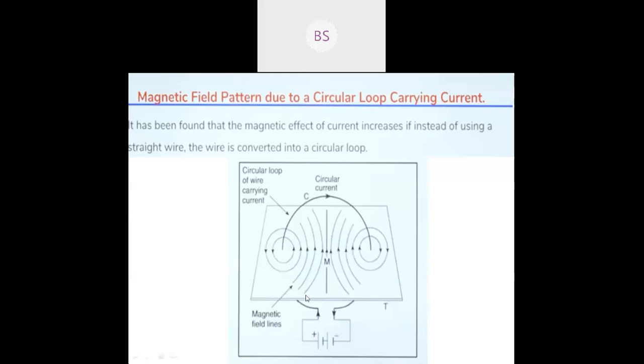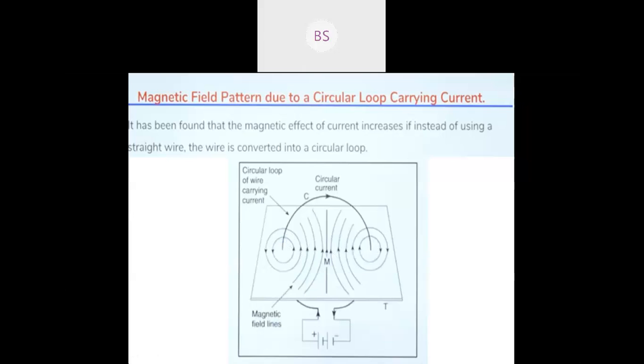Now sprinkle some iron filings on the cardboard. What we have to do is the same way we have done it for a straight current carrying wire; in the same way we have to perform the activity here. We have to sprinkle some iron filings on the cardboard and observe what the magnetic field line pattern is.